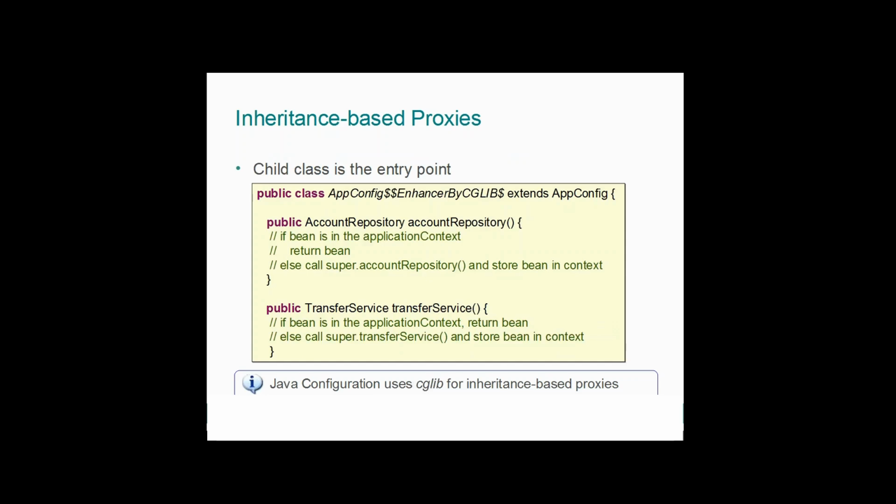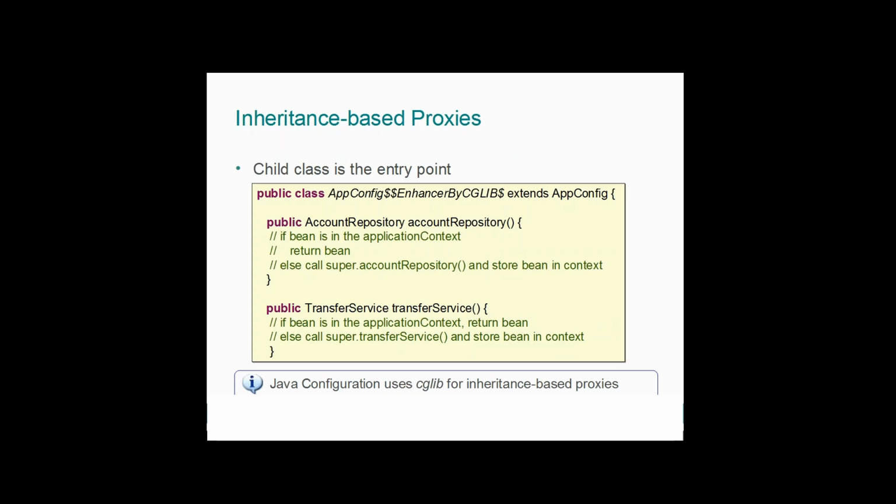Okay, here it is. If the bean is in the context, then return that bean. If not, call super.accountRepository to get the bean and return that object every time. So this way, I'll create the object only once and keep it in the context. Every time I'll get it from the context.